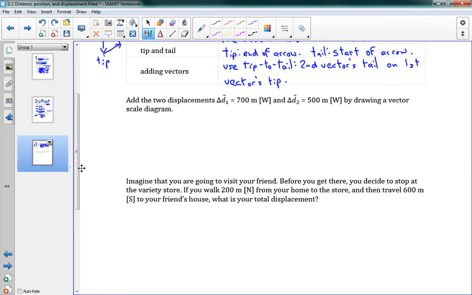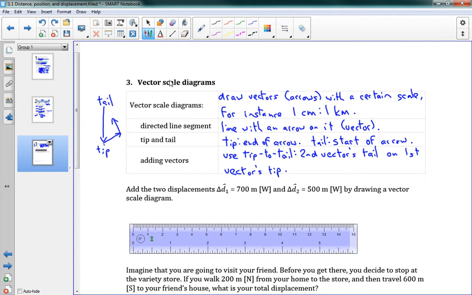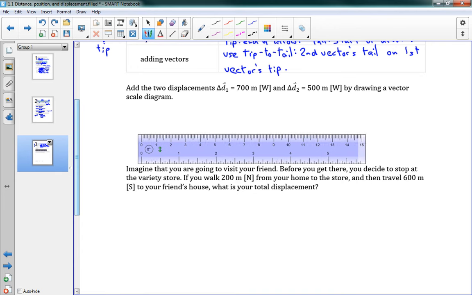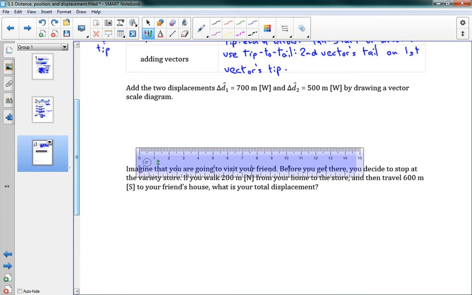Now this is actually going to be a bit trickier for me than it is for you because I need to pull out a sort of software ruler so that you can see what that looks like in here. So bear with me. I've got my little ruler here. And first off, I need to set up a scale. So I'm going to say 1 centimeter to 100 meters. So now when I draw 7 centimeters, I'm going to say that represents 700 meters.